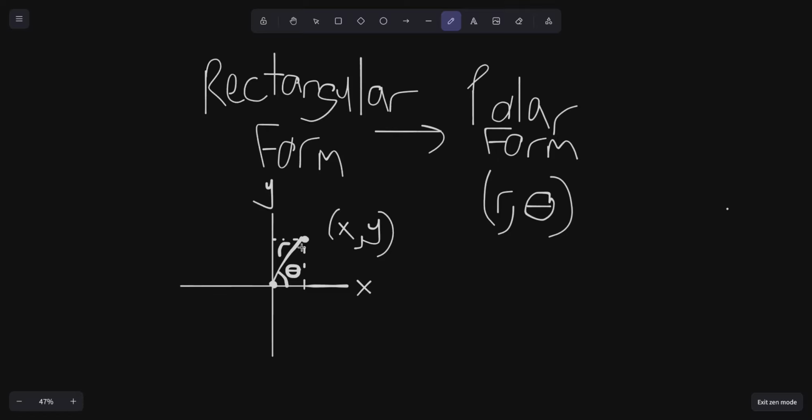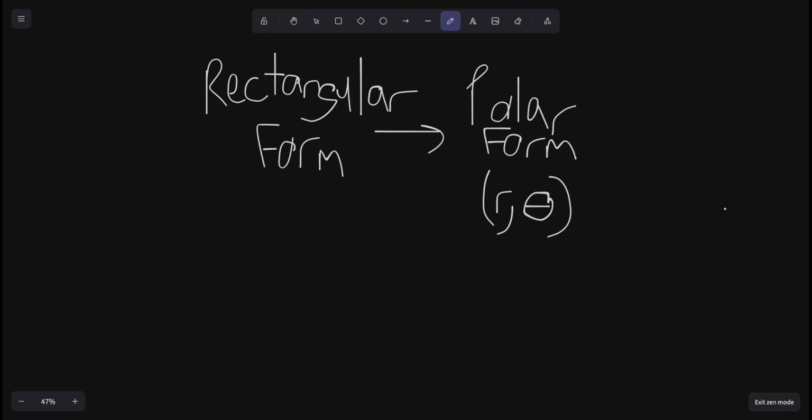And so this is just the basis of rectangular form to polar form. You're trying to find this length right over here, which you can do using the Pythagorean theorem, and you can find the angle through trig. Let's get to it. Imagine I have a point, and let's say I'm only going to focus on the first quadrant here, and I'll make it simple.